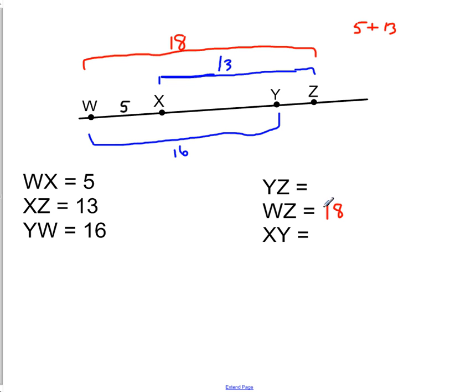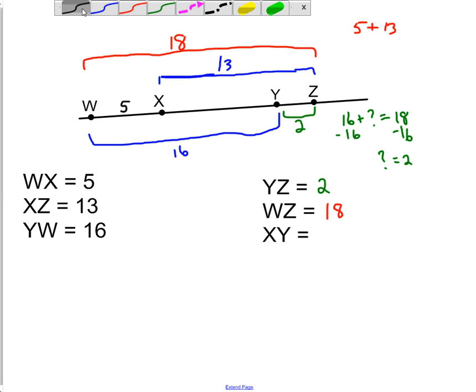All right. So if we know that the whole thing is 18, and from W to Y this is 16, well, 16 plus what will give us 18? Well, 16 plus, you could probably do that in your head, 16 plus 2. And if you couldn't do that in your head, just subtract 16 from both sides like we looked at in previous videos. And we get question mark equals 2. Okay, so YZ is 2.